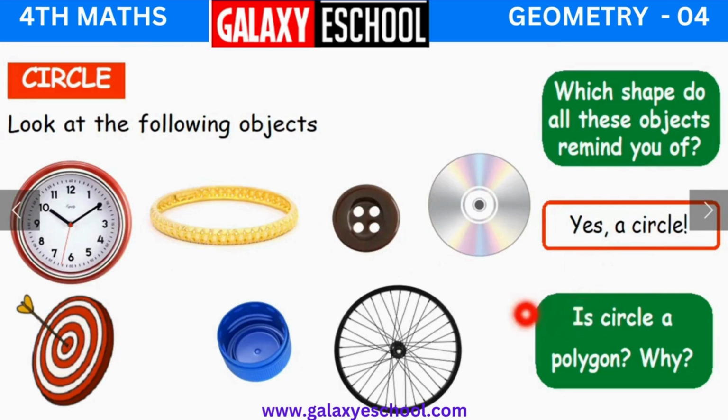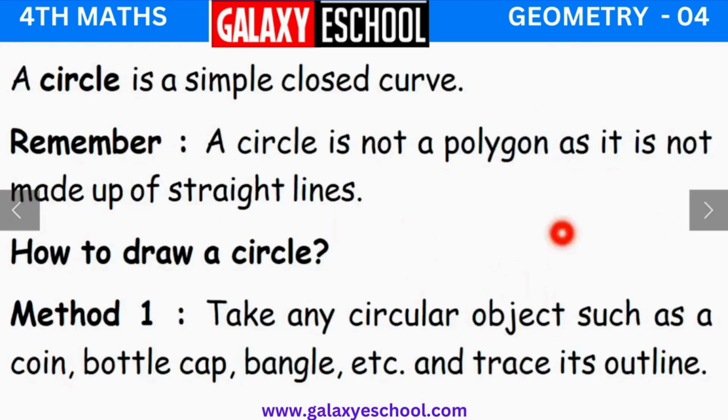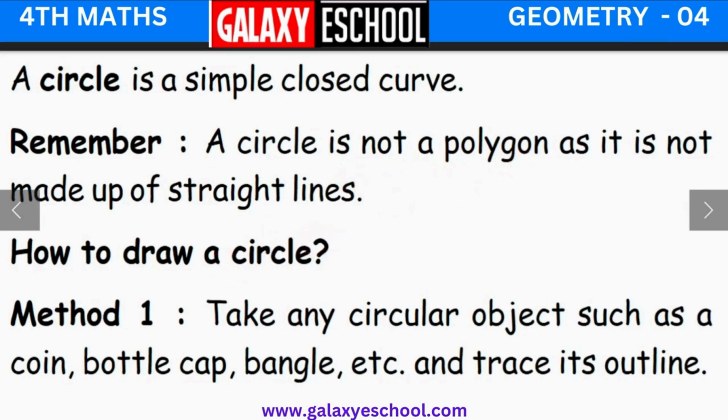Now, can a circle be called a polygon? If yes, why? And if not, why? We have to give our reason as well. This circle is not a polygon. Why? Because remember, a circle is not a polygon as it is not made up of straight lines.